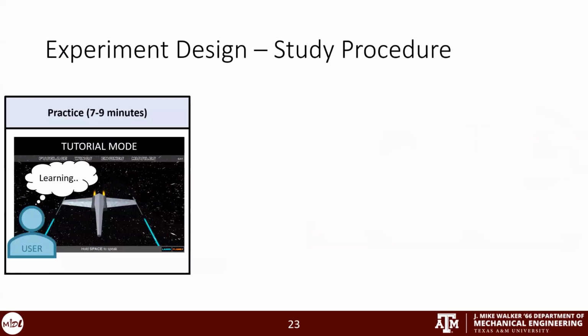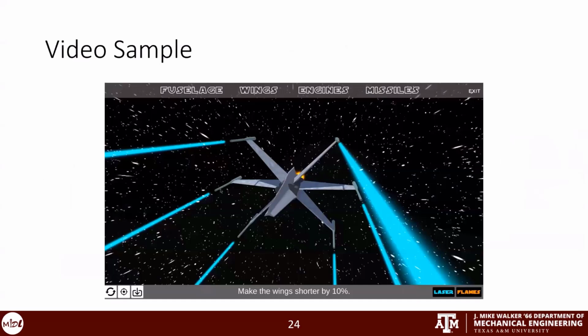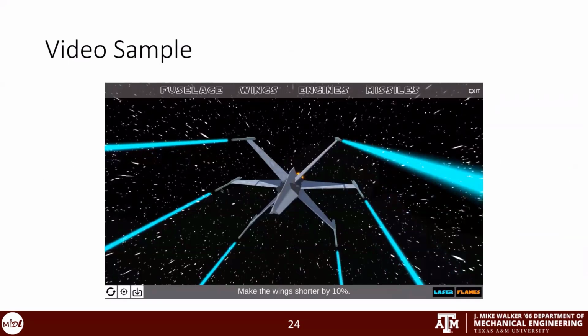Our study procedure started with a practice session for 7 to 9 minutes, followed by a study where we gave the participants an open-ended task of creating spaceship designs without any constraints. The study itself consisted of a cyclic sequence of the participant making design changes, and then the study administrator asking general questions regarding the design after every few major changes. Here is a snippet of our user study.